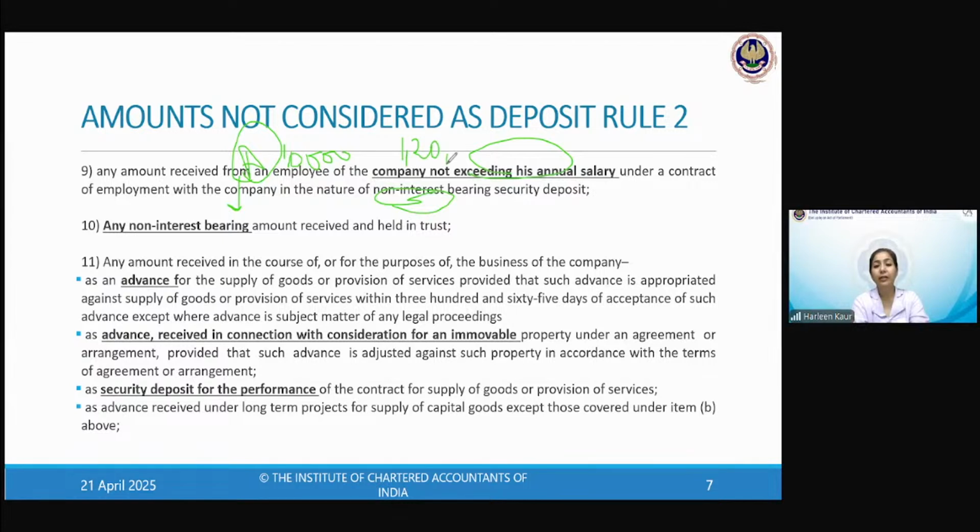If he has given a security deposit of 1,50,000 to the company, will it be a deposit, yes or no?